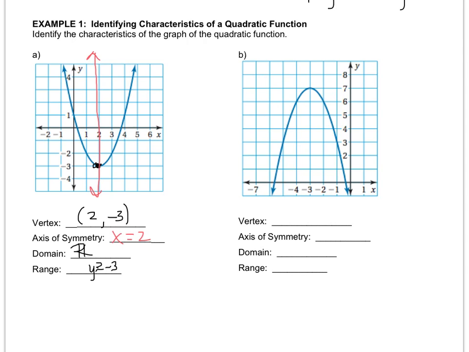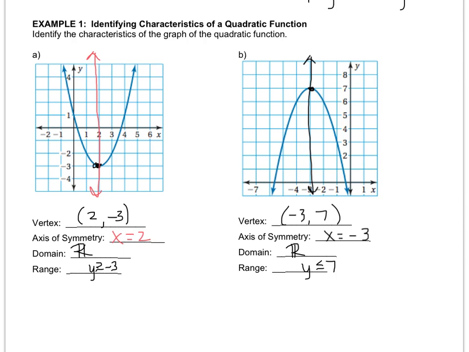If you want to try example B on your own, go for it. If not, follow along with me. The vertex is up here at the highest point. That's the coordinates (-3, 7). The axis of symmetry goes right through that, and the axis of symmetry is going to be x equals -3. The domain is all real numbers because there's no x value that I can't plug in. And the range is all real numbers, but y has to be less than or equal to 7.